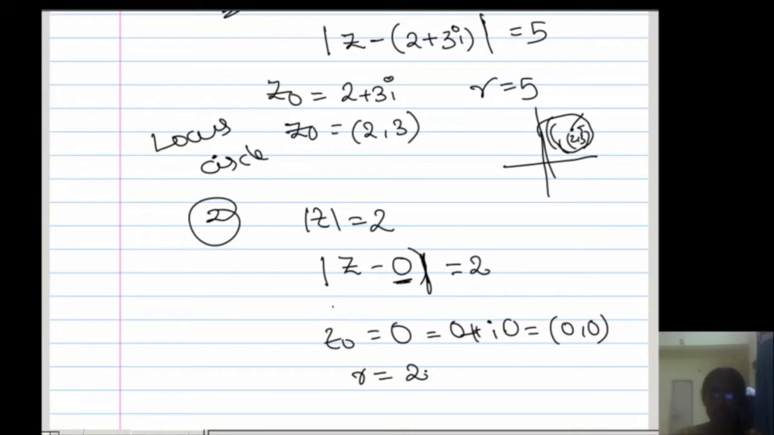How to simplify this? Mod z equal to 2 means mod of x plus iy is equal to 2. Mod of x plus iy means under root x square plus y square.